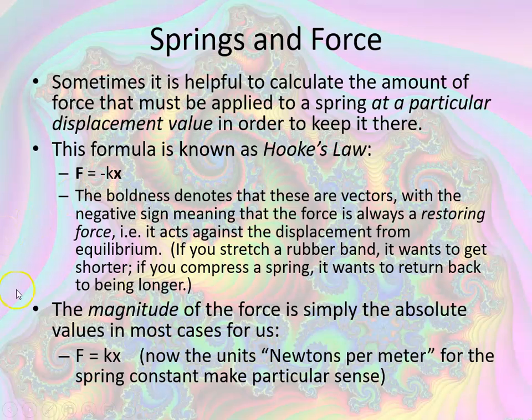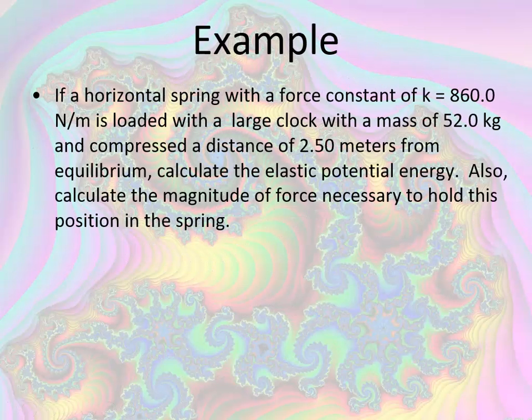Now, the units for the spring constant are what we call newtons per meter. In other words, how many newtons of force must you apply in order to stretch it a certain number of meters. So let's take a look at an example. If a horizontal spring with a spring constant of 860 newtons per meter is loaded with a large clock of 52 kilogram mass and compressed a distance of 2.5 meters from equilibrium, calculate the elastic potential energy and calculate the magnitude of the force necessary to hold this position in the spring.